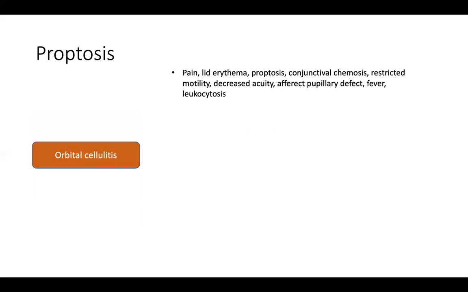Orbital cellulitis causes pain, lid erythema, proptosis, conjunctival chemosis, restricted motility, decreased acuity, afferent pupillary defect, fever, and leukocytosis. It often arises from the paranasal sinuses, especially by contiguous spread of infection from the ethmoid sinus through the lamina papyracea of the medial orbit.